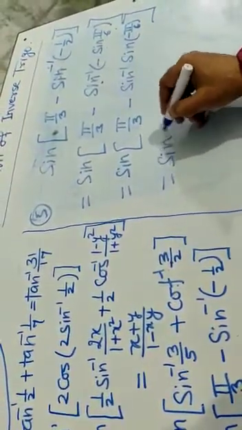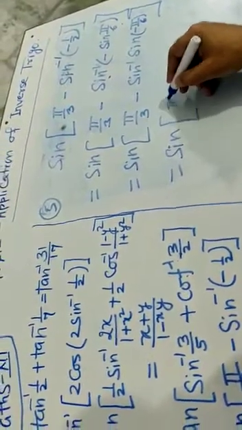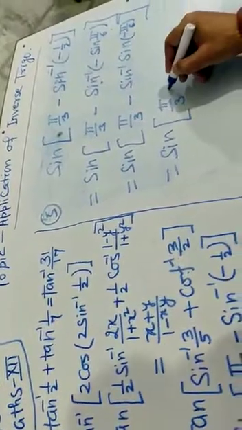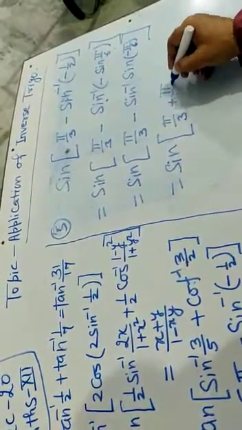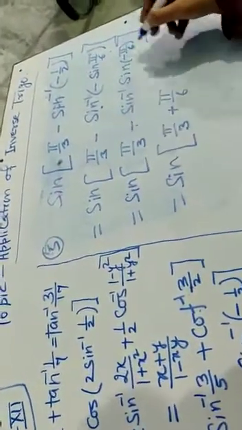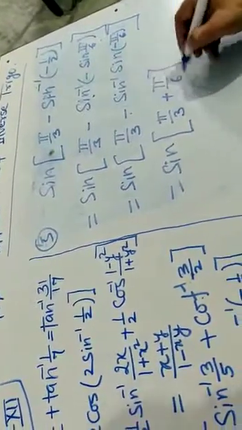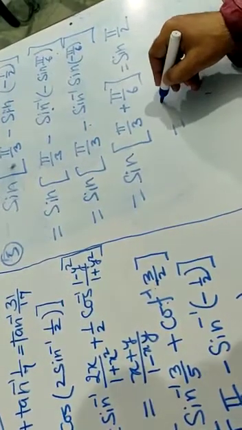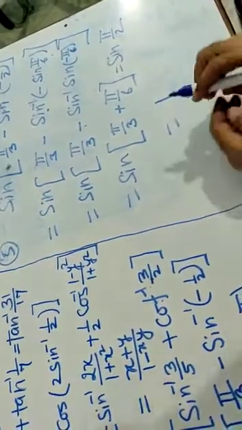So sin of pi by 3 plus pi by 6, minus minus, is sin of pi by 2, and the value of sin pi by 2 is 1.